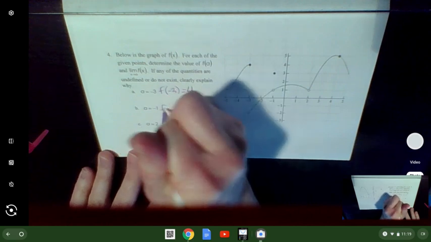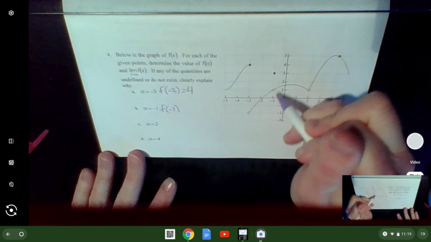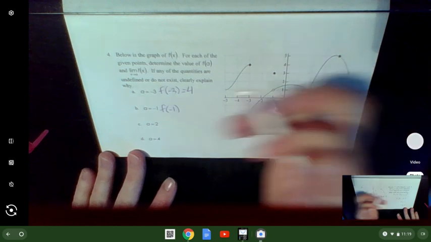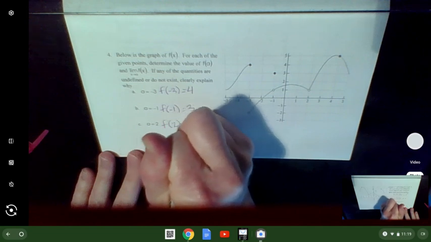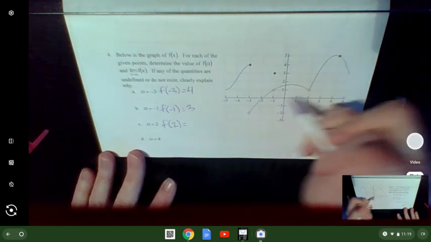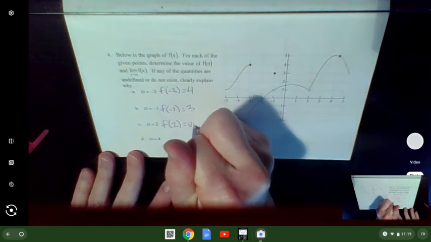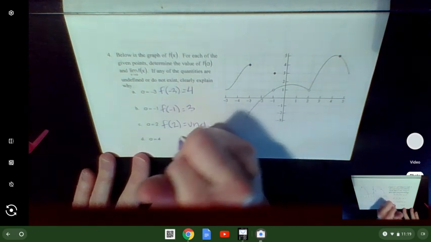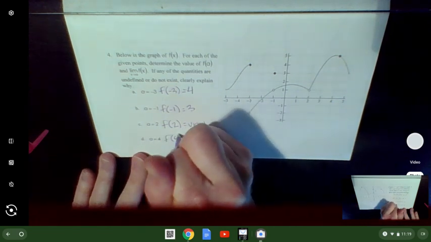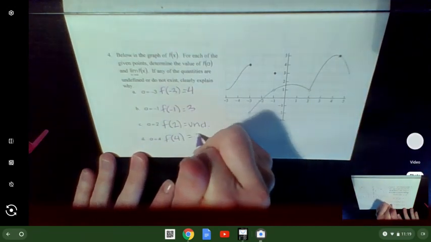I'm going to go ahead and do all of these. At -1, what's my defined value? Well, at -1, I have my filled in point at 3. F of 2. Well, at f of 2, notice, do we have any filled in points? Nope. The value of the function is undefined. There is no defined point. And f of 4, going over to 4, f of 4 is 5.